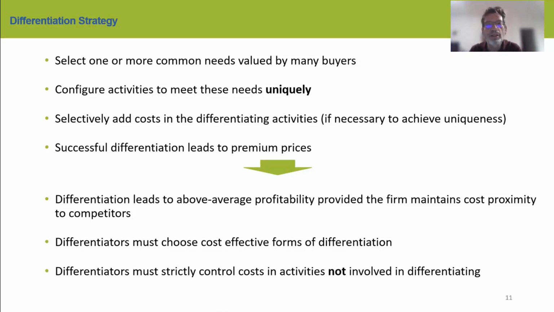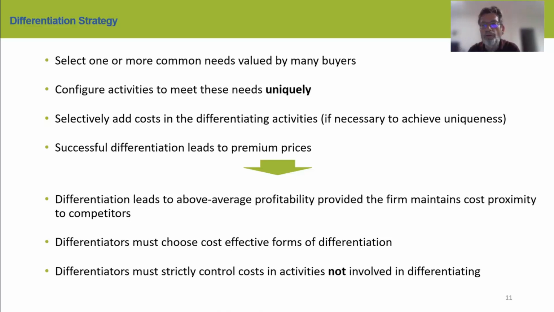So we select one or more common needs valued by many buyers. So we present something new. We configure activities to meet these needs uniquely. Only us, we can offer this new different product. Selectively add cost in the differentiating activities, if necessary, to achieve uniqueness. And successful differentiation leads to premium prices.